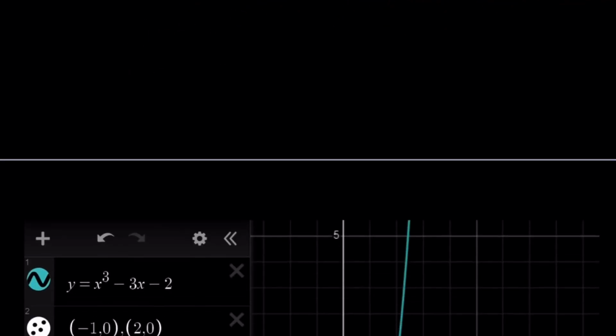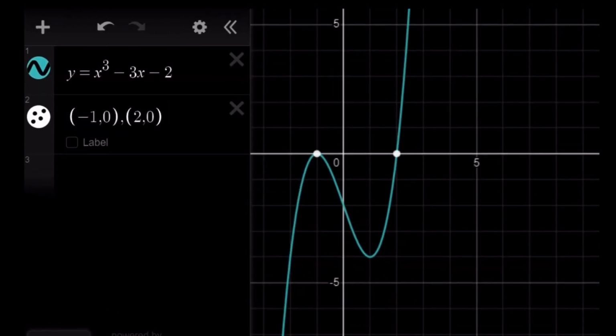And here's the graph of our function, x cubed minus 3x minus 2, and the two solutions. Notice that it has a double solution, so it's tangent to the x-axis.